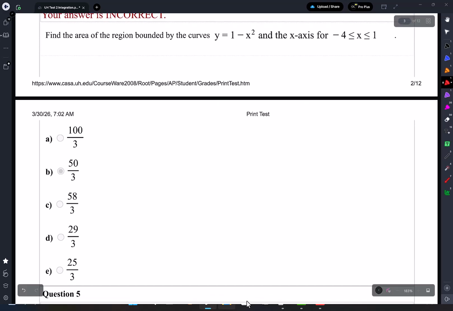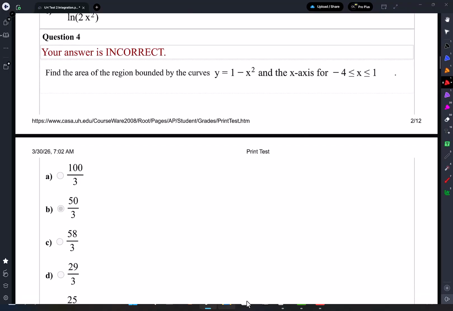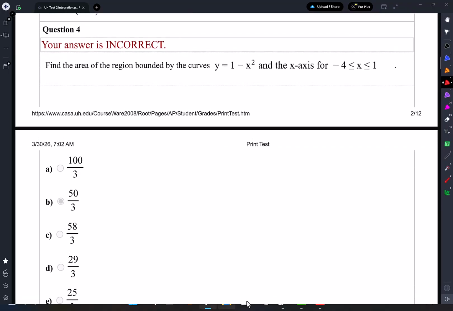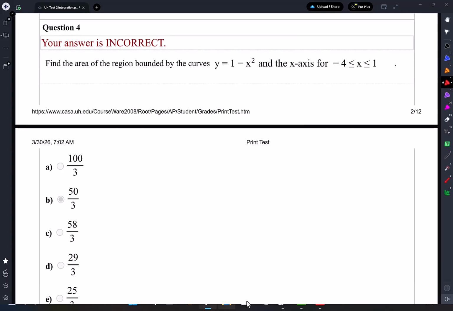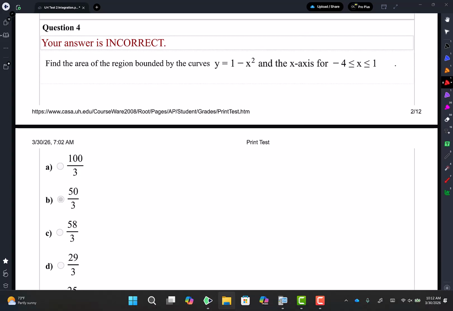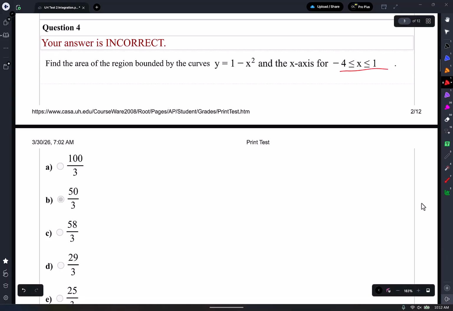All right, guys. On this question, I'm going to let you use your calculator. That's fine to make it fast. There is a hack. But hold on, before you do anything, it says find the area of the region bounded by the curves and the x-axis between -4 and 1. Remember that area, unless it says the word signed, is always positive.